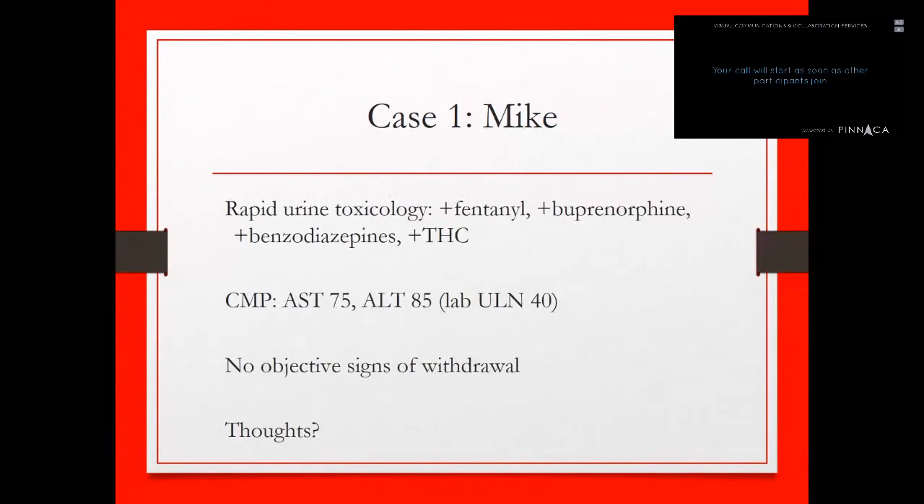Rapid urine toxicology on the first day that I saw him was positive for fentanyl, positive for buprenorphine, positive for benzodiazepines, and positive for cannabis. Had some recent lab results back on him, and he had slightly elevated transaminases. Didn't seem like he was going to withdraw.